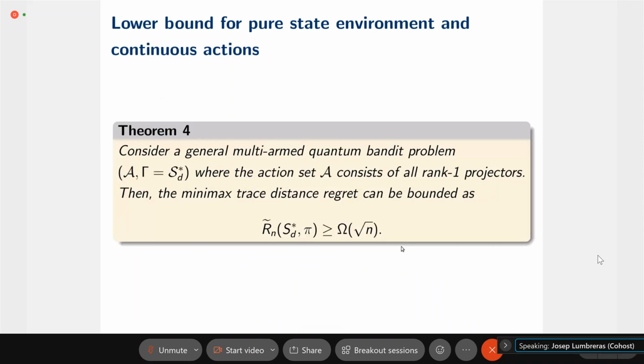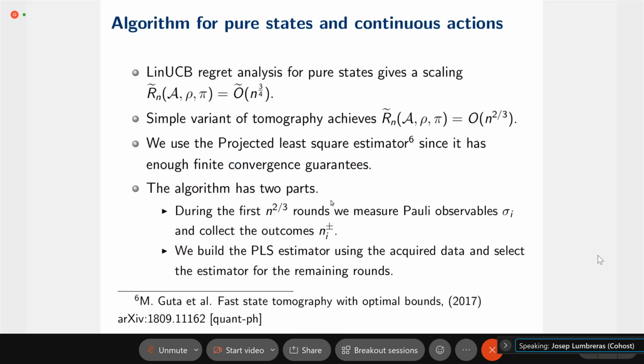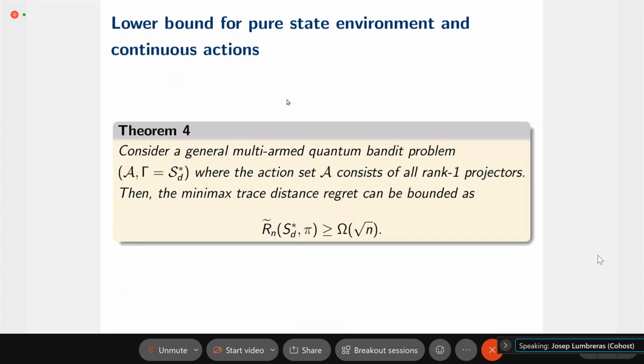In this particular case, the lower bound that we achieve goes as square root of n. But here we have to be careful, because now this is no longer the same regret as before. This is the regret that we introduced without squares in every term, the trace distance regret. And yeah, now for finishing, if we try to apply the same algorithm that I explained before, LinUCB, to this specific case of pure states, the analysis shows that in the trace distance regret, the scaling goes as n^(3/4). So it doesn't match this previous lower bound of square root of n that I showed.